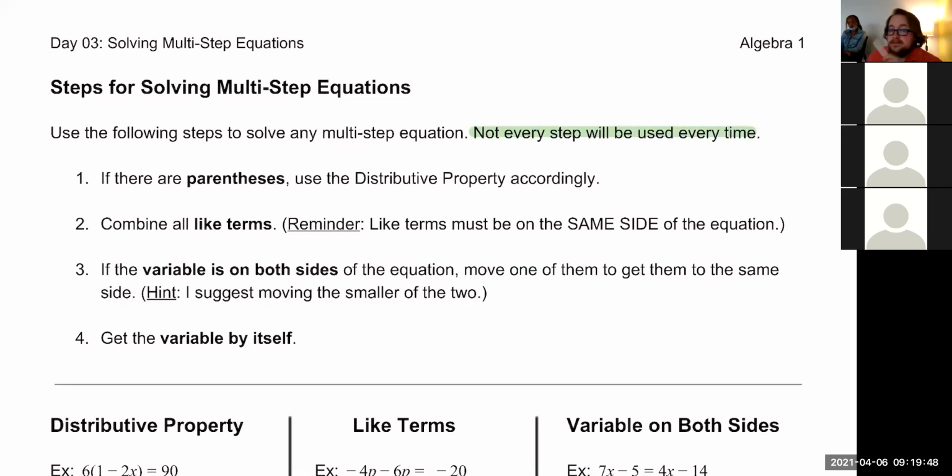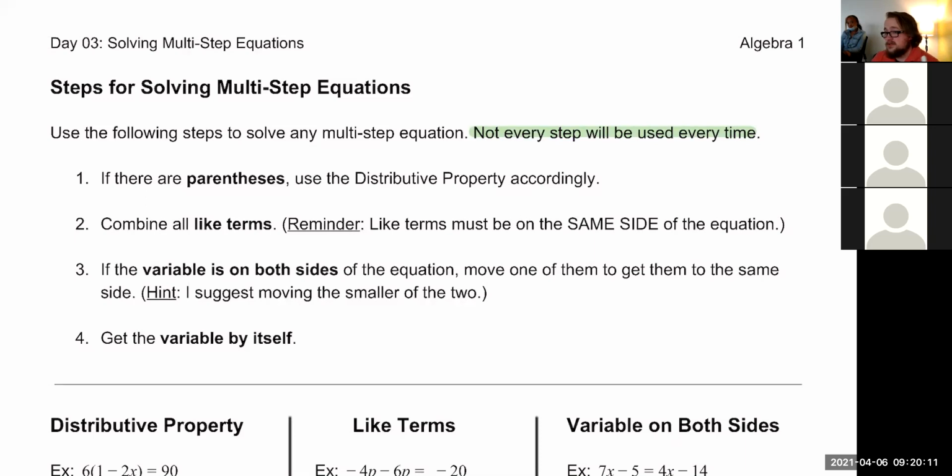So the steps are, if you have parentheses anywhere in your equation, either side, use the distributive property accordingly. Whatever number is nestled right beside those parentheses, go ahead and multiply that into every single term. And that takes care of that. Parentheses will be gone.